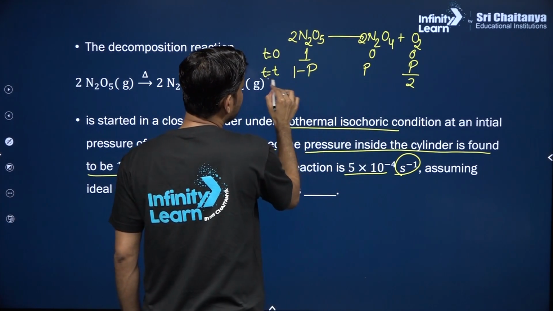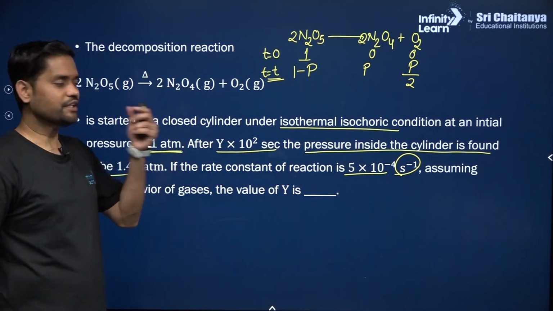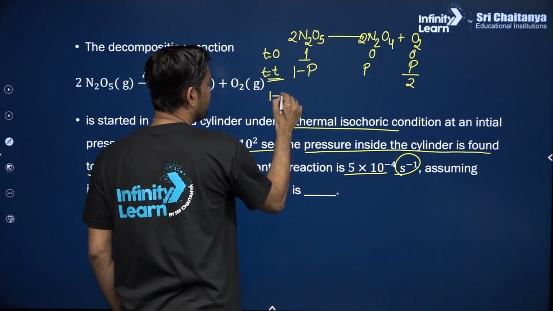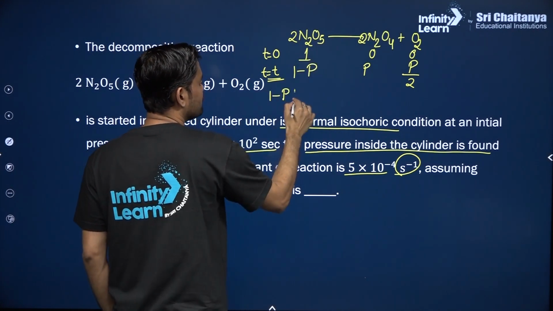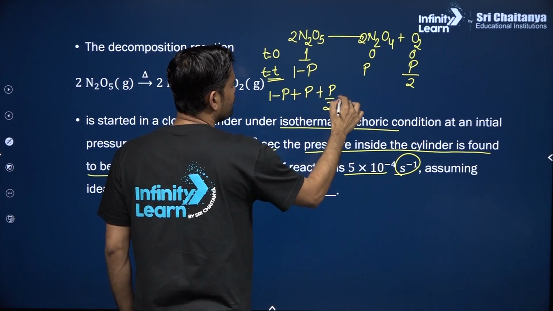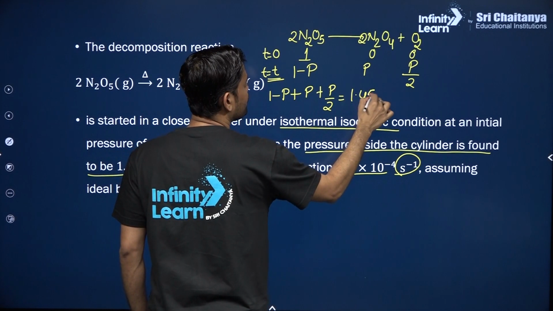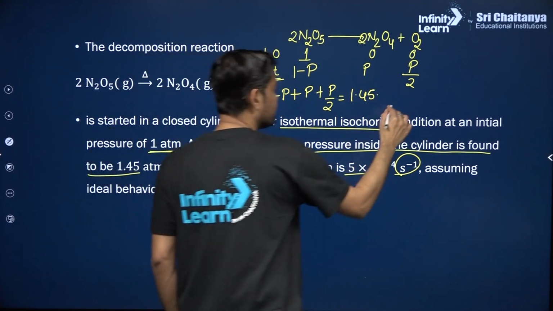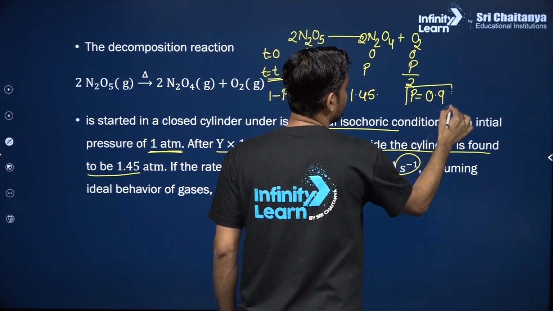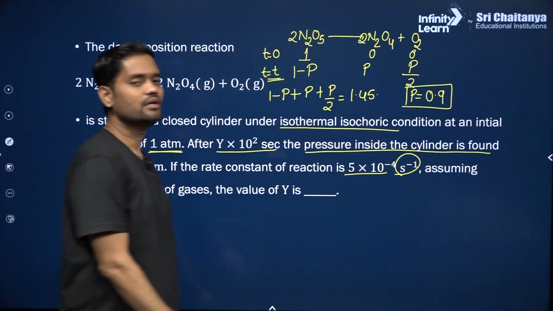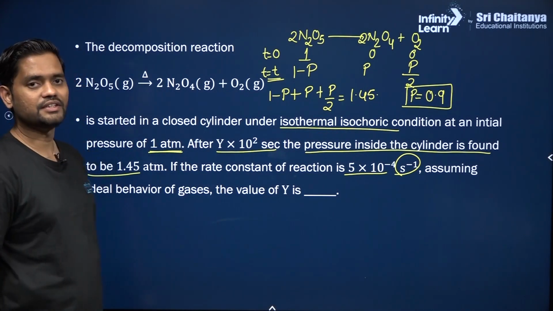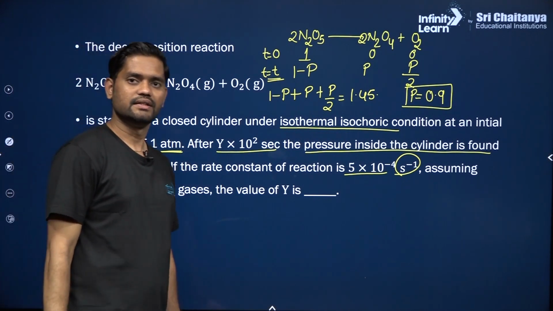But at this particular time, we know that the total pressure of the system was around 1.5. So can I relate this as 1 minus P, that is pressure of N2O5, plus pressure of N2O4 plus pressure of oxygen, that is P by 2, is equal to 1.45. If you solve this, you will get the pressure value as 0.9. Please make a note of it. This is the first thing that you should know, okay, clear.